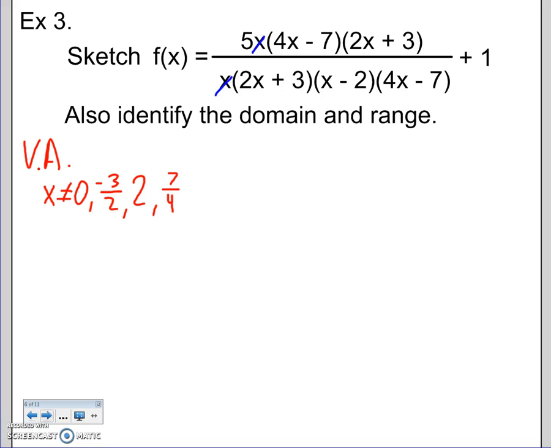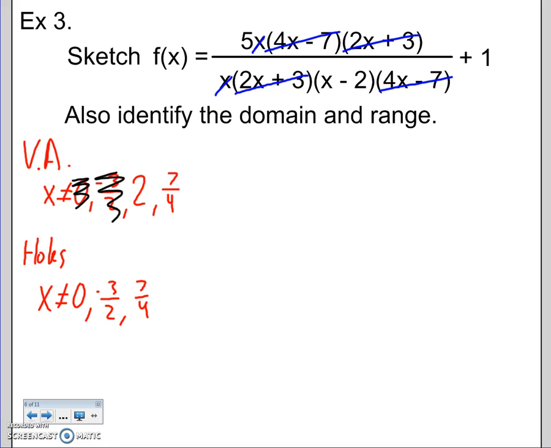This x cancels that x. This 2x plus 3 cancels that 2x plus 3. This 4x minus 7 cancels that 4x minus 7. So a lot of these actually change to holes. So let's go to the holes. The holes were: can't have 0, can't have negative 3 over 2, can't have positive 7 over 4. Let me cross these out. So this is now gone, this is gone, and this is gone. So there's only one vertical asymptote and 3 holes.